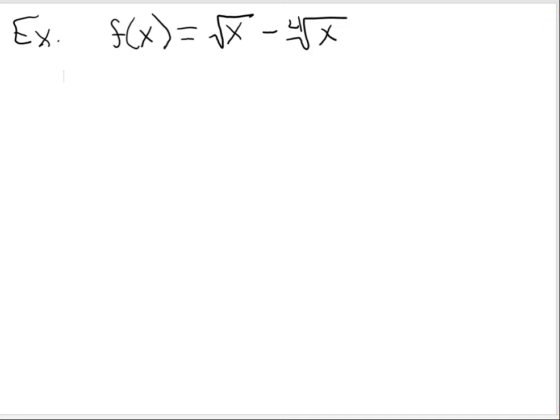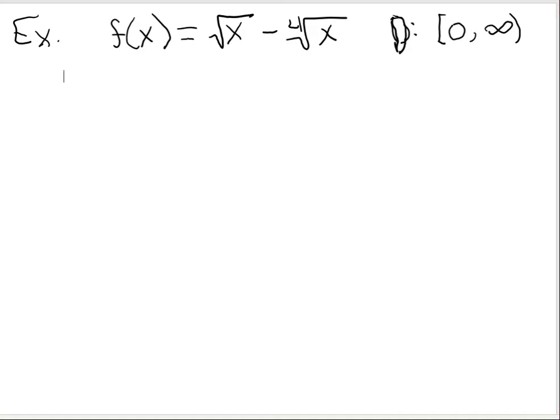So first thing that might be useful is, what is the domain? Well, you have a square root and a fourth root. You can't put negative numbers in there. So you get that its domain is going to be 0, infinity. Now notice that 0 is a left endpoint for the domain, so we're not going to say that it is a local maximum or minimum.